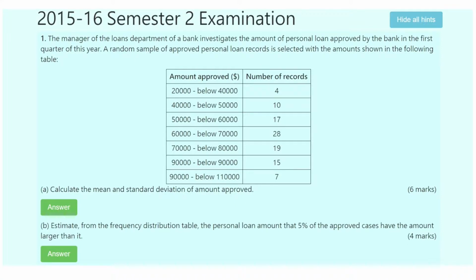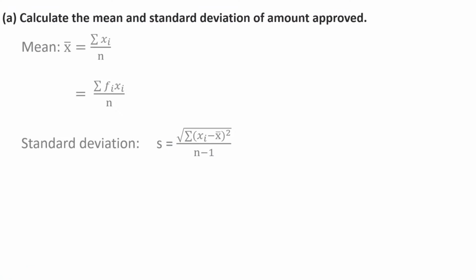The common question comes from the 2015 to 2016 academic year semester 2 examination. Question 1a asks the mean and standard deviation of the amount approved. Before we do the calculation, we should first recognize that there is a typo in the question as shown in the slide. Let's move on to talk about the calculation.